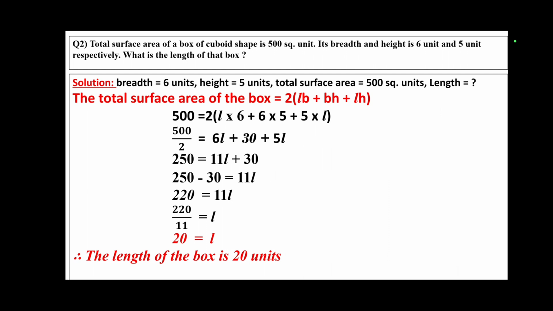Centimeter is not given, students, so here the unit is given, so we have to write units. Understood?